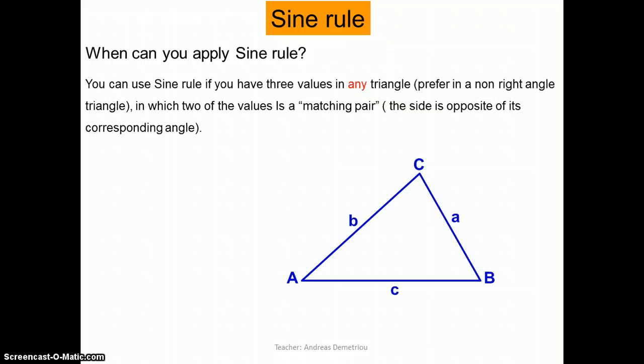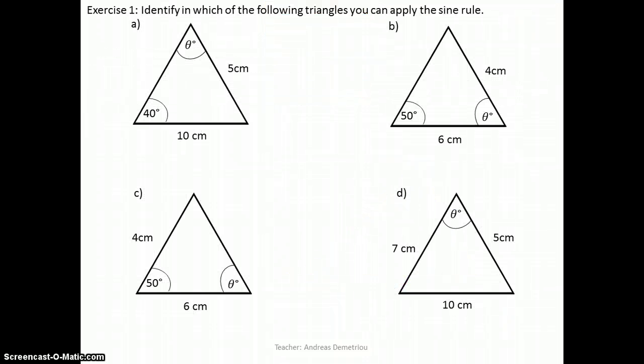When can you apply the sine rule? You can apply the sine rule or cosine rule when you have three values in a non-right-angled triangle. In order to use the sine rule, you need to have a matching pair. What we mean by a matching pair is that you need to have a side, and also know the opposite corresponding angle: side a with angle A, or side b with angle B, or side c with angle C. In the following triangles, we need to identify when you can apply the sine rule.